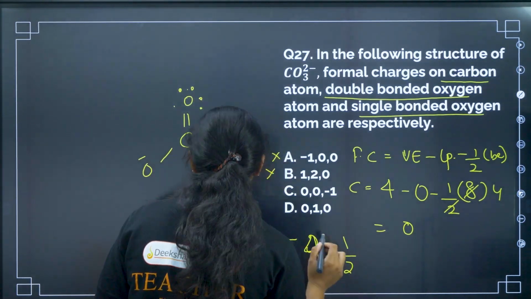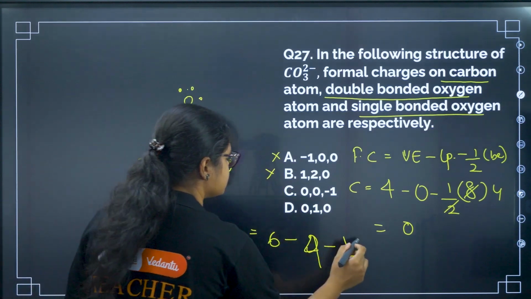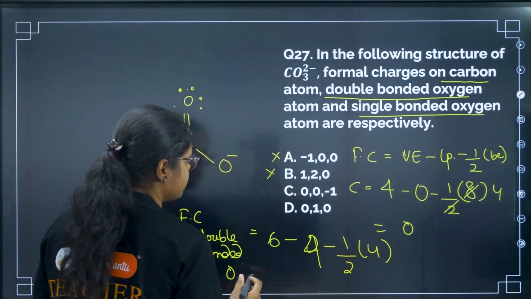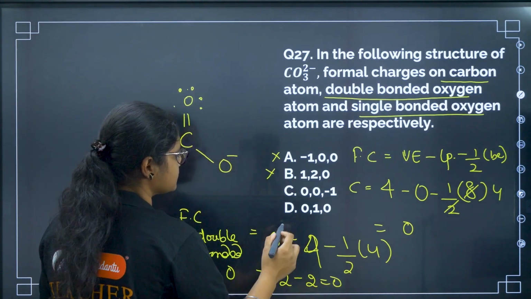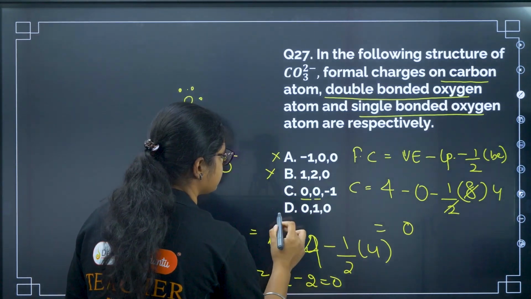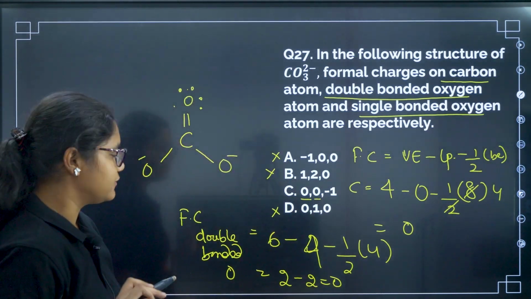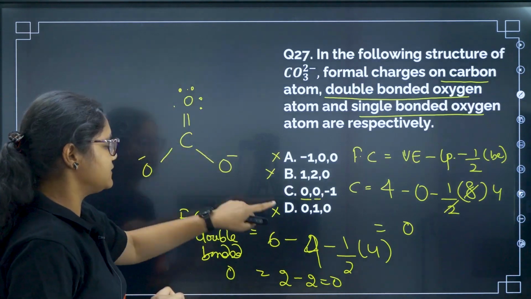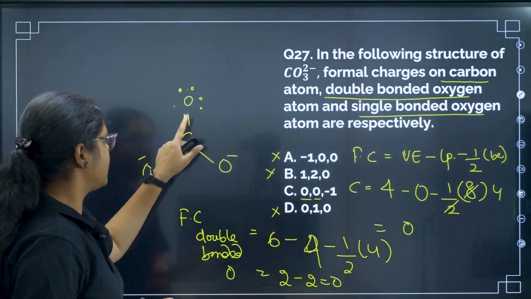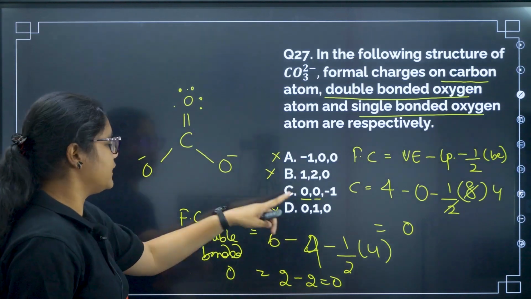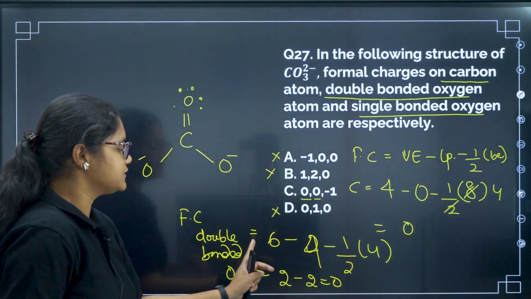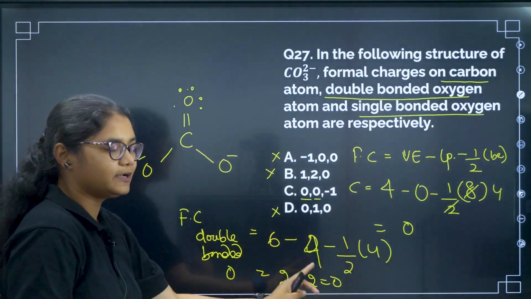minus half of bonding electrons. The bonding electrons are again 4. So we'll get 2 minus 2, that is equal to 0. So we will get 0, 0. This option we can also eliminate. Is it clear? Total valence electrons is 6, non-bonding electrons are 4 and bonding electrons are 4. So 6 minus 4 minus half of 4 gives 0.